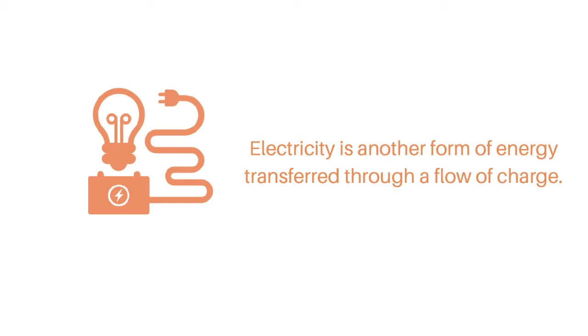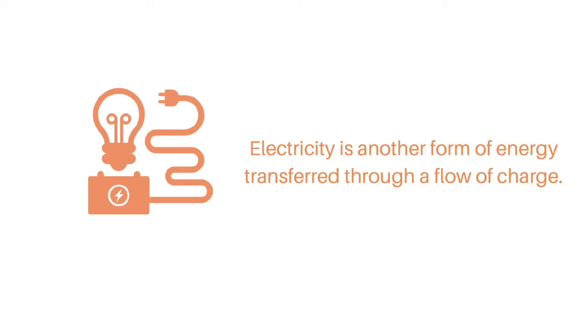Electricity is just another form of energy transferred through a flow of charge. So I'm not going to get into the physics of it and the electrons and the atoms, but for now just look at electricity. It's just a form of energy. So just like you have energy to jump up and down, and you have energy to do anything, electricity is just another form of energy. So that's how I want you to look at it right now. So electricity is another form of energy transferred through a flow of charge, and we're going to describe in a minute what a flow of charge means.